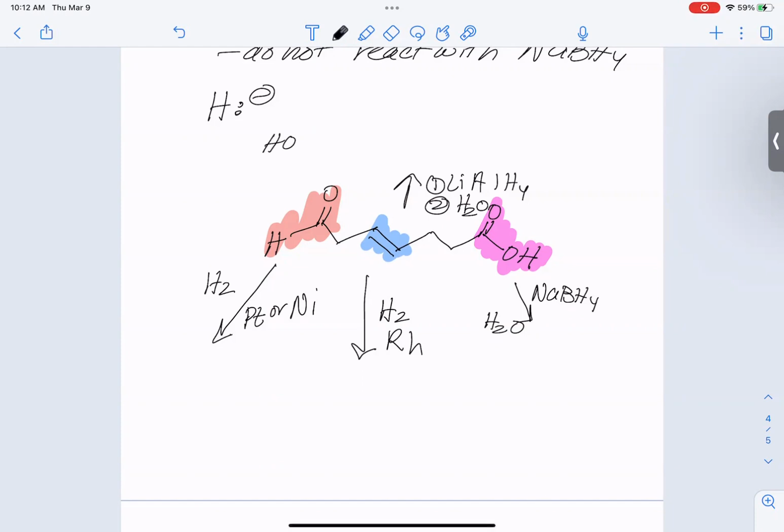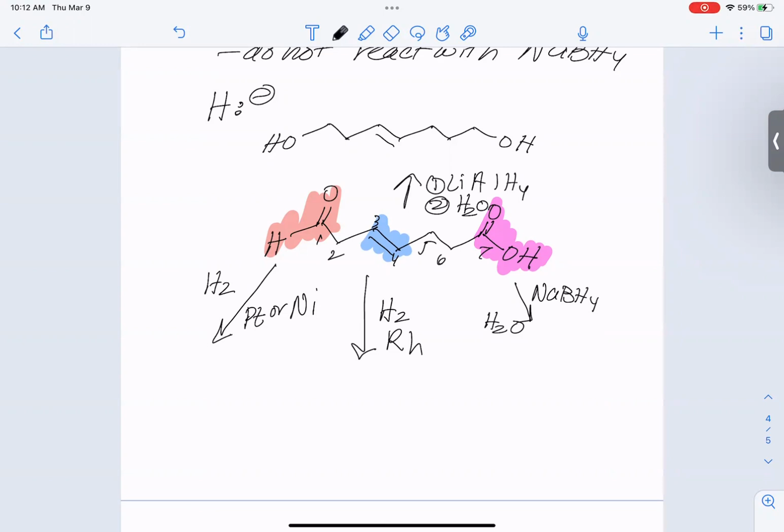All right, lithium aluminum hydride will reduce the aldehyde and the carboxylic acid, so that you have two primary alcohols. Wait, do I have too many carbons? 1, 2, 3, 4, 5, 6. No, I don't. Okay.